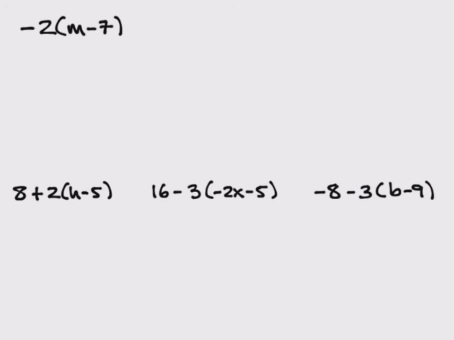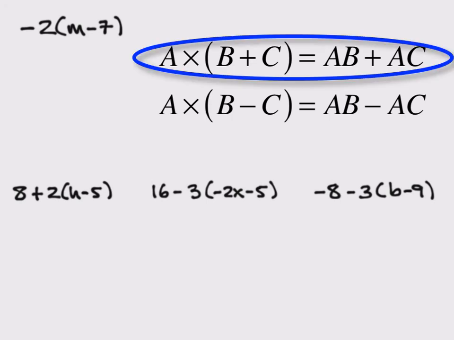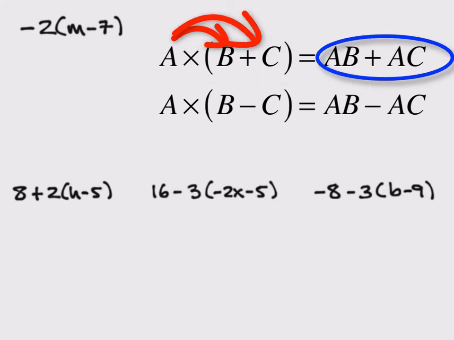Negative 2 times the quantity of m minus 7. Now, we don't know what number m is, but we know that m represents some number, and so m minus 7 is some number. Well, how do we multiply negative 2 by this unknown number since we don't know what m is? Well, we can use the distributive property, which says that for any quantities a, b, and c, a times the quantity of b plus c, well, we just multiply a by b and also a times c. So we end up with a times b plus a times c.